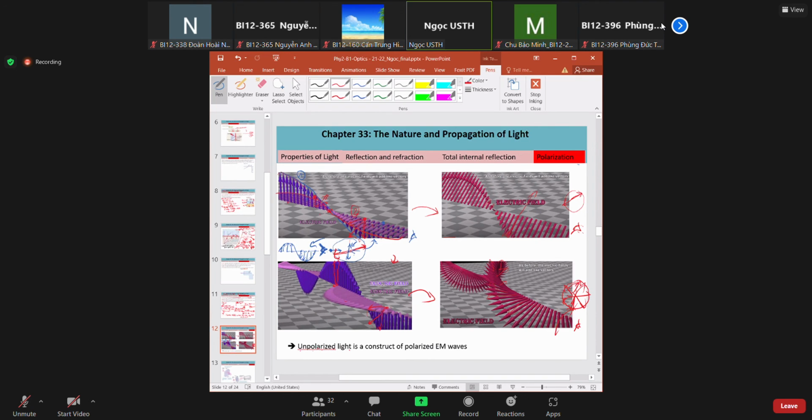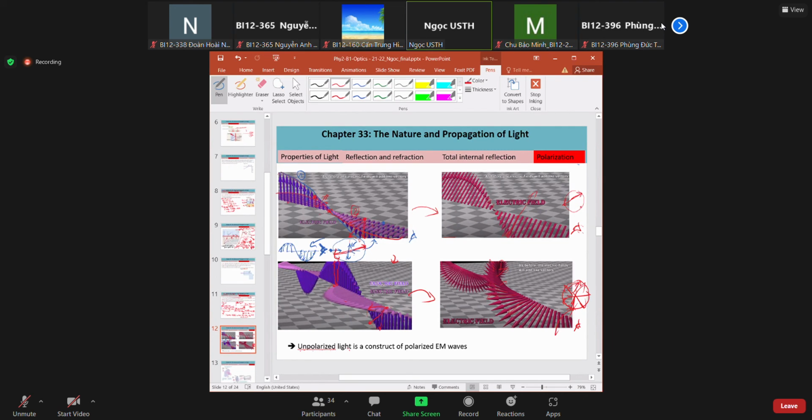Okay, so you see that in fact unpolarized light is a combination of polarized waves. You see, the first one here is a polarized wave. Do you agree? The second one here is also a polarized wave. Okay, but when we combine them together, you get the unpolarized light. Okay, so that's why here I noted down that unpolarized light is a combination of polarized electromagnetic waves. Okay, so now you have to understand this. Any question about this?